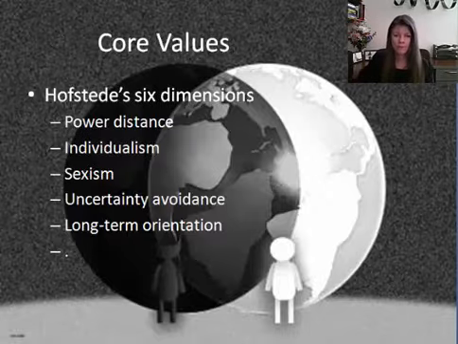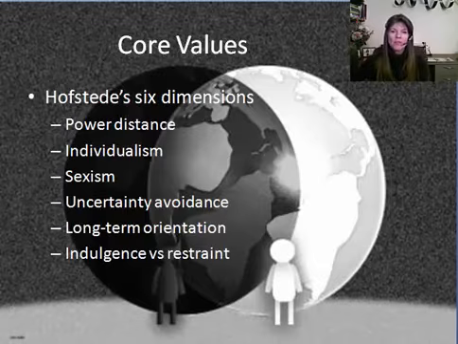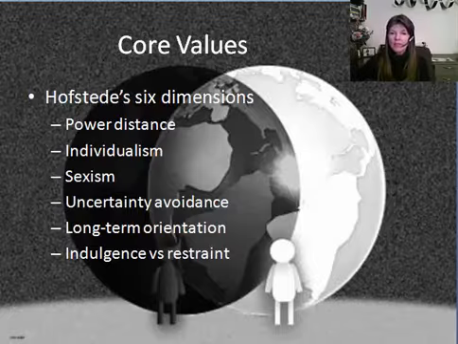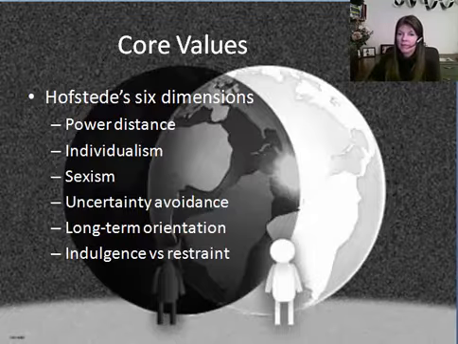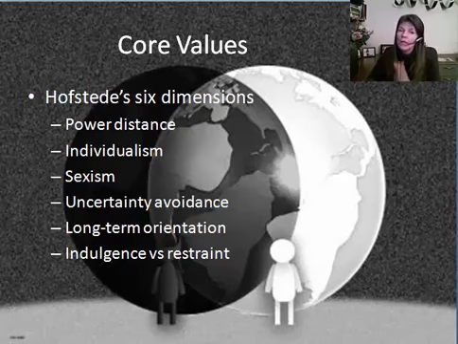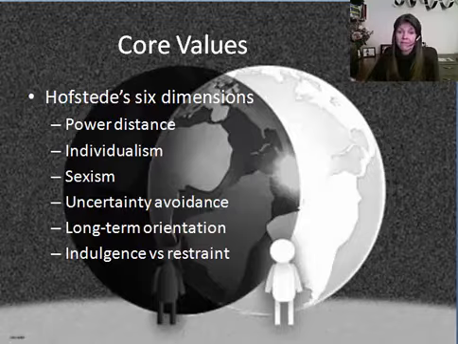Portugal is low. Now, indulgence versus restraint is an interesting one. The extent to which a culture encourages indulgence or regulation of needs and wants. Okay, indulgence versus restraint. So clearly, differences in core values can explain why some marketing efforts succeed in one culture and fail in another.